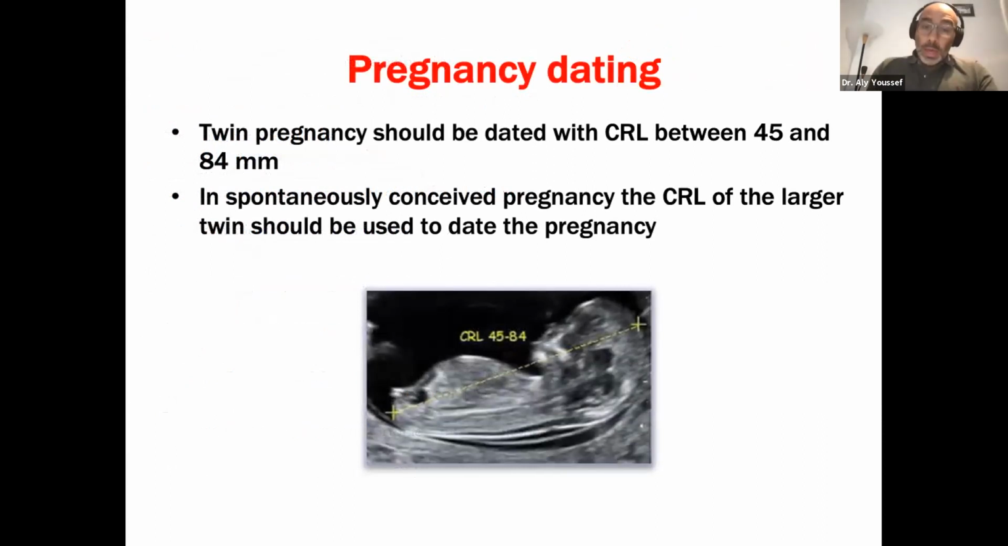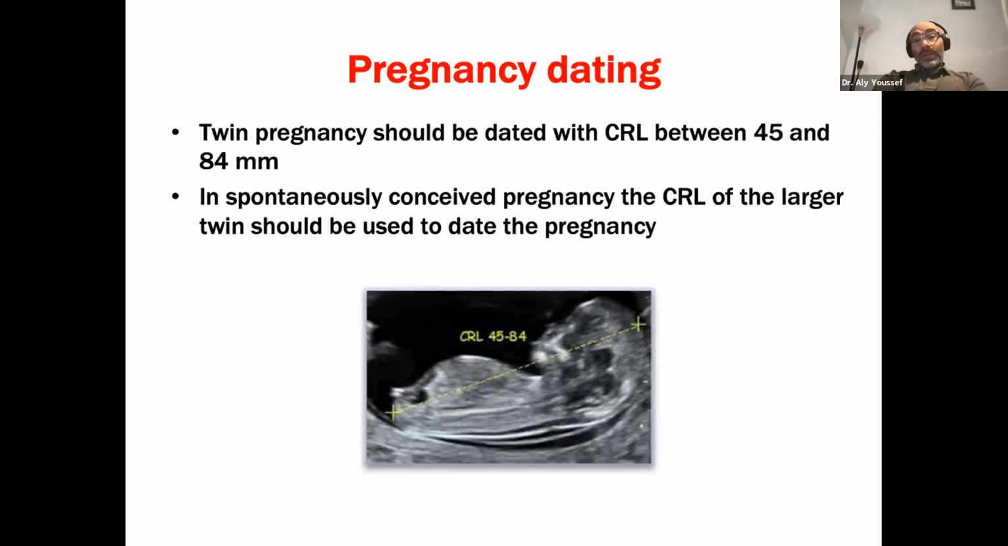So let's start from the beginning of the twin pregnancy. Well, the pregnancy, by a simple question, the pregnancy dating. So we know well how to date singleton pregnancies, and this has been discussed in previous lectures. What about the twin pregnancy? Well, twin pregnancies should be ideally dated in between 11 and 13+6 weeks, with a CRL between 45 and 84 millimeters.